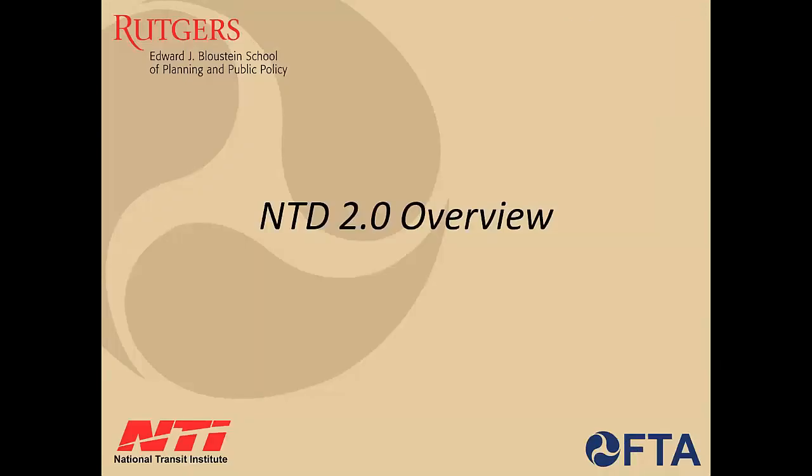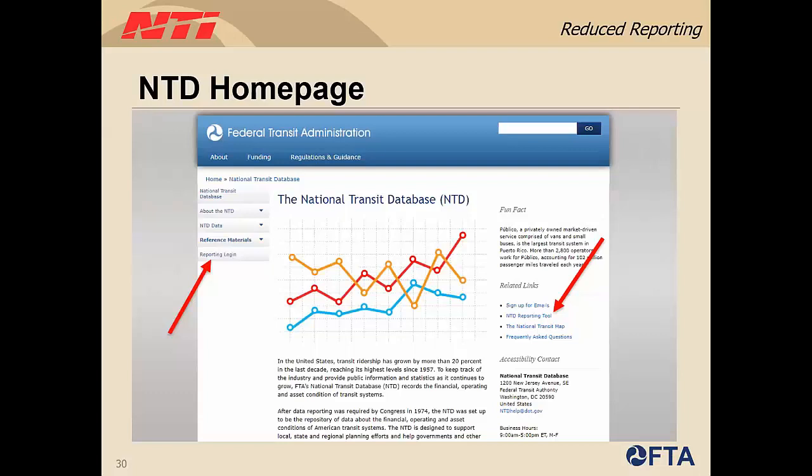Now we will cover the NTD 2.0 reporting system. This is the NTD homepage for those who aren't familiar. It's transit.dot.gov/NTD. There are two links on this page that will allow you to access the reporting system, one on the left and one on the middle right of the page.